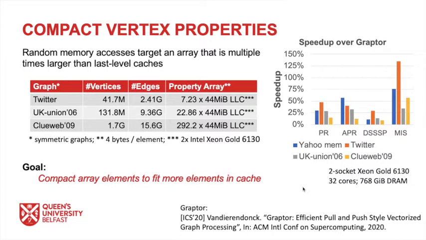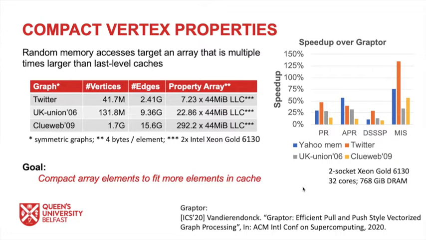And if we compare how long these arrays are in comparison to the last level caches on modern server processors, we can see these are multiple times larger. In fact, for the ClueWeb graph, the array that we are trying to access using random accesses is almost 300 times larger than the amount of memory that can be held on chip. The consequence thus is that we can only manage to hold a very small amount of data because of capacity.